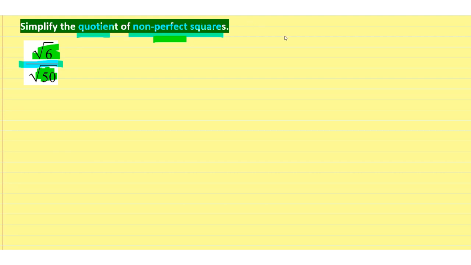A perfect square root would be something like square root of, say, 9. That's an easy one, right? It's a perfect square. Square root of 9 is 3. You've got a square root of, say, 25. That is going to be easy. That's going to be 5. So those are easy, perfect square roots. These two are not perfect. They're not easy. So we call them non-perfect squares.